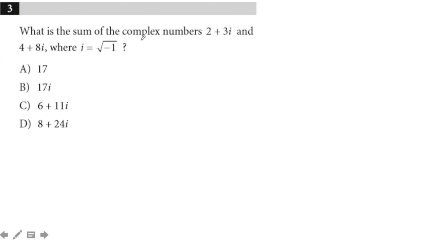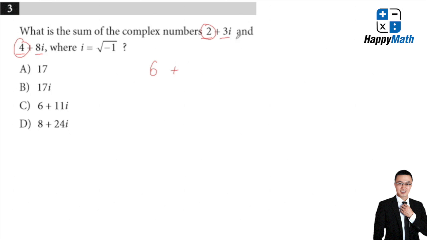Question 3. What is the sum of the complex numbers? A complex number has two parts, the real part and the imaginary part. When you add two complex numbers together, you add the real parts together. It means 2 and 4 is 6, and the imaginary parts are 3i and 8i, which give 11i. So C is my final answer.